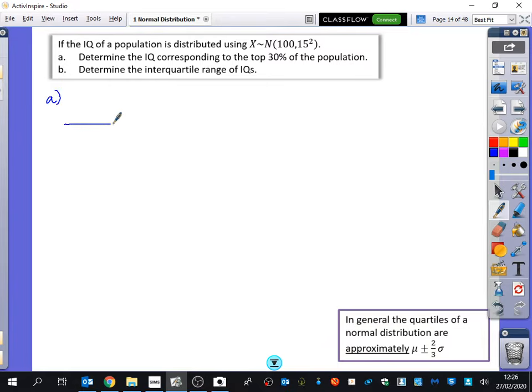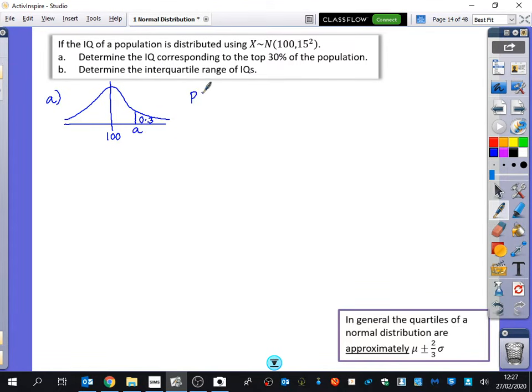So let's just have a think about what that might look like as a diagram to begin with. We have 100 in the middle. The top 30% is going to be this group over here, where there's 30% of a high IQ. Sometimes you might have to interpret: is it like a big one, or are they actually talking about the other end? And we're going to try and find out what this value A is here.